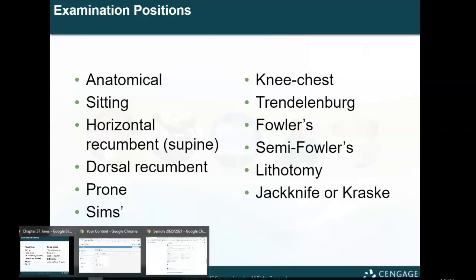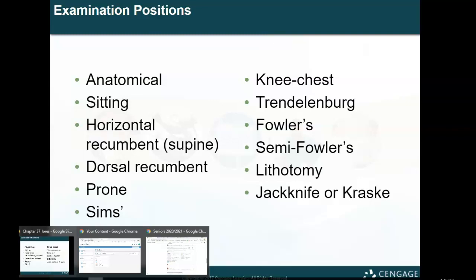Knees to chest. Knees to chest. This is a doozy. Do you use it a lot? No. We do not use knee chest a lot unless you're working in an office where that particular position is specific for the exams that physician does. If you work for a general surgeon, you're going to encounter a knee chest. Chiropractors probably encounter knee chest at some point.